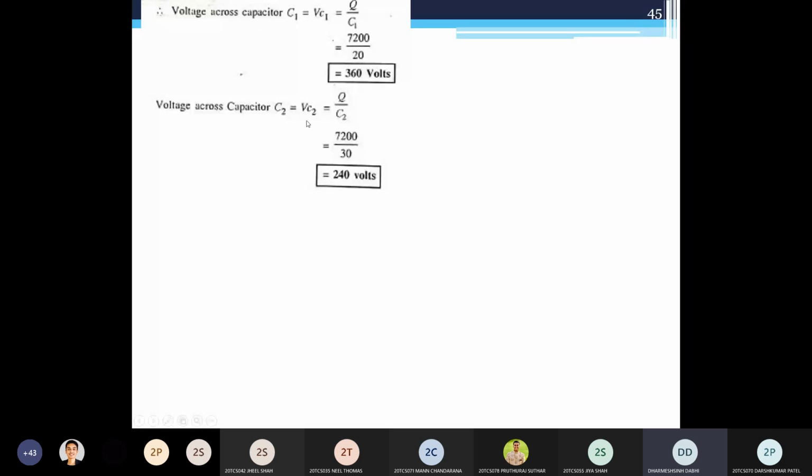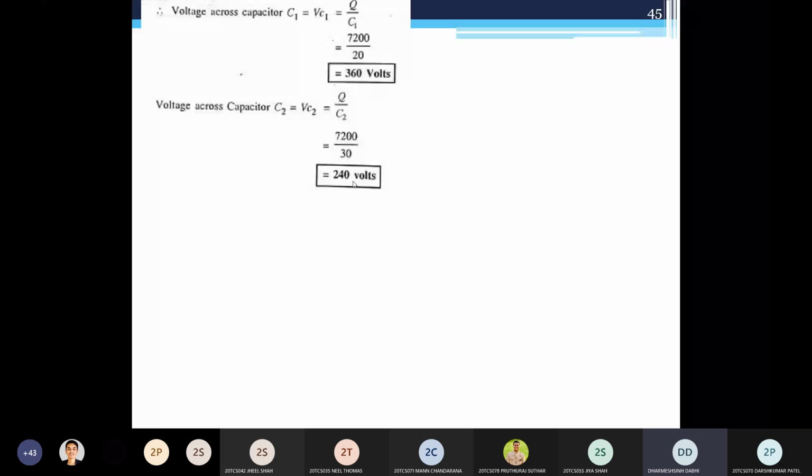Same way, voltage across C2, 30 microfarad. Charge remains the same, 7200 microcoulomb divided by 30 microfarad. So you get the answer 240 volt. So that is the first answer: calculate the potential difference across each capacitor. Clear, all of you, up to this?